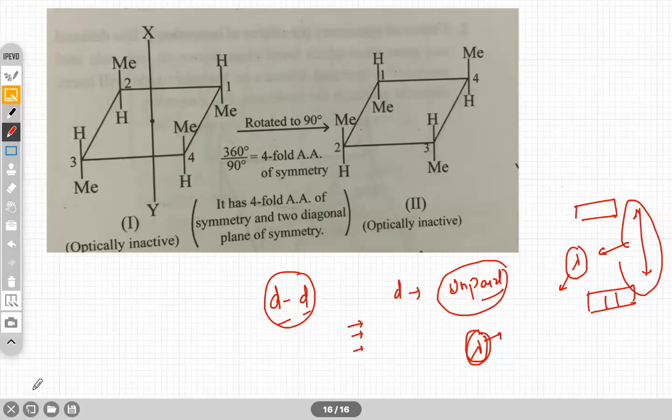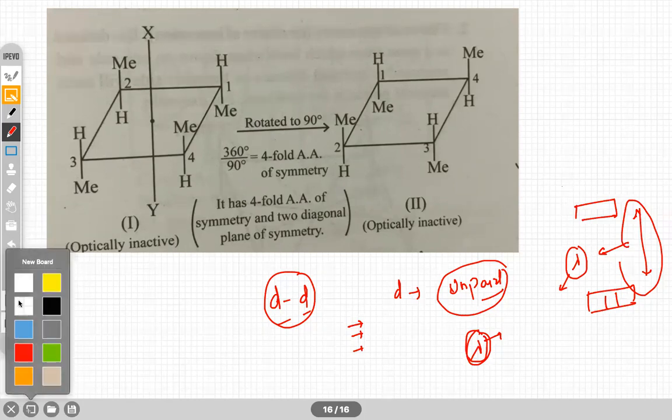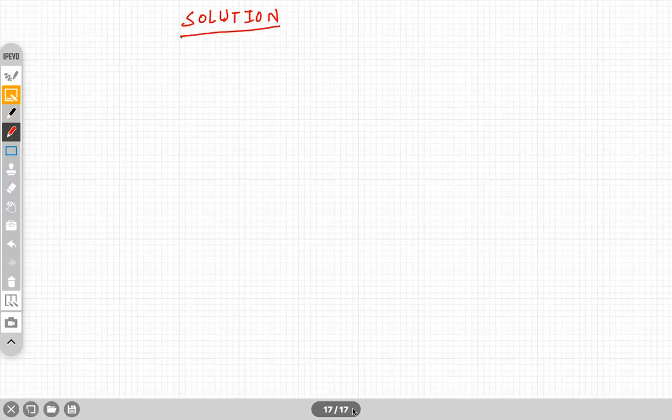Fine guys, so we are done with this coordination compound. Okay, we are going to start with a new chapter, and that is physical chemistry. Solution we are going to start with.